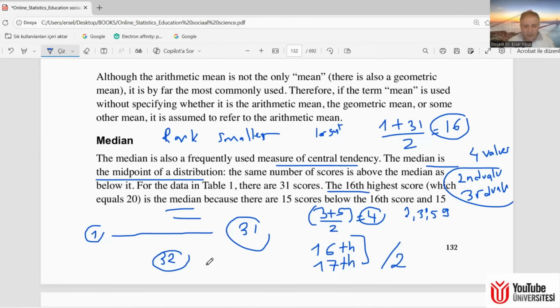So what if you had another value, which is 10? What's going to happen? You see now you have the midpoint. The midpoint is going to be number 5. So the median is going to be 5 in this case. I hope it is clear.